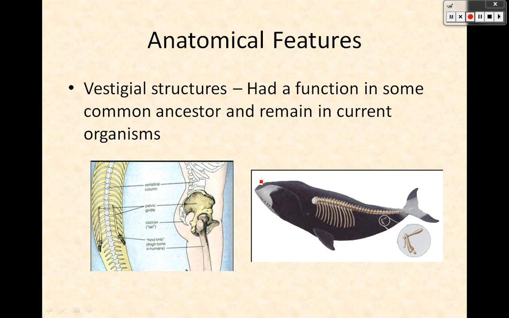So there's another kind of anatomical feature, and that's called vestigial structures. Vestigial means it's something that had a function in some common ancestor, and you see evidence of it in current organisms, but it really doesn't have a function anymore. A really great example in humans is the appendix. Other than occasionally blowing up and needing to be taken out, there doesn't really seem to be a function of the appendix in current humans.